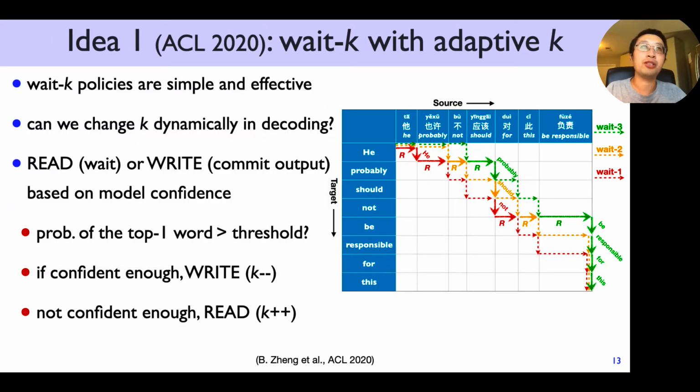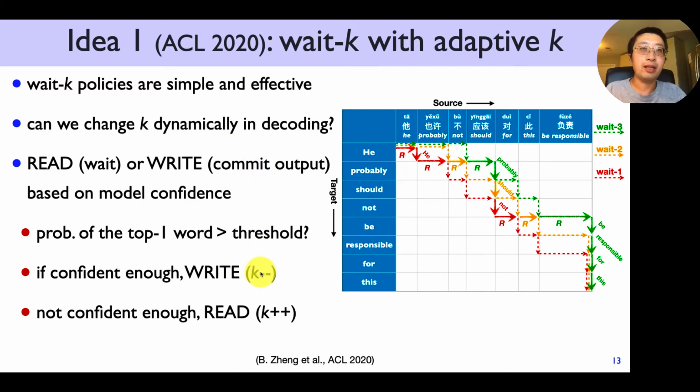So here's the first idea of adaptive policy that is based on wait-K policies. The idea is just to train a bunch of wait-K policies, from K being 1 to 2 to 3 all the way to 9, let's say. And then let K dynamically change during decoding based on the confidence level. The confidence level is the probability of the top one word of the current state. If it's greater than the threshold, say 0.5, then I say I'm confident enough. So I just write, which means I commit an output word.